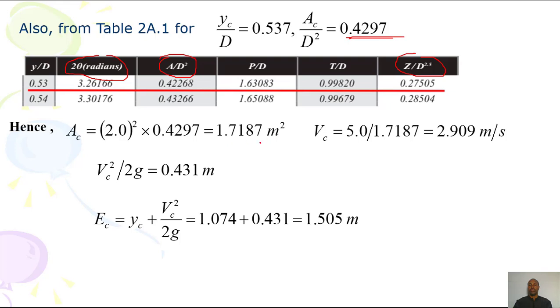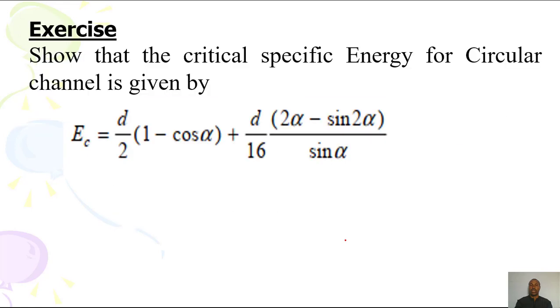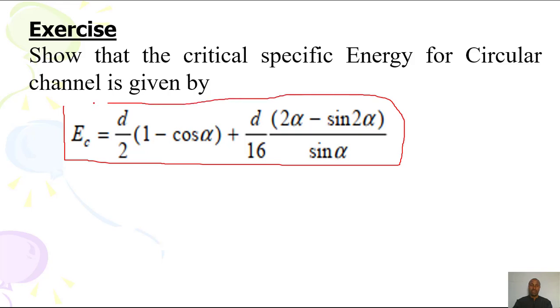So the critical area you can find, and then the specific energy: once you have the critical velocity, Q over area will be the critical velocity. Then the critical specific energy will be this result. So I think this is the circular channel. As the exercise shows, the critical specific energy for a circular channel is given by this equation. As an exercise, you can just prove this one.